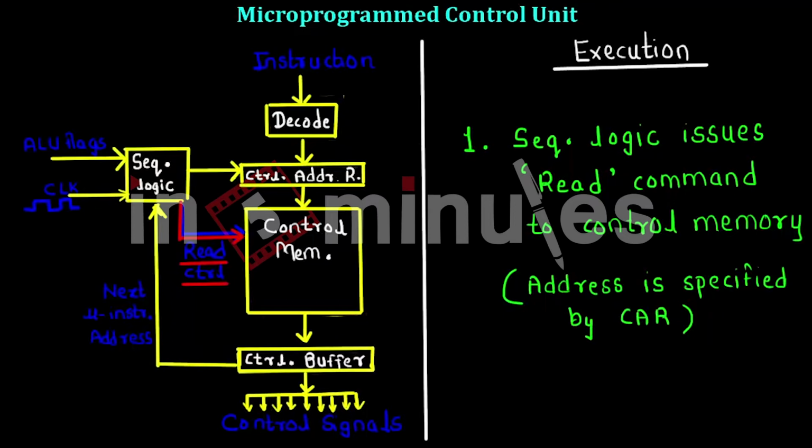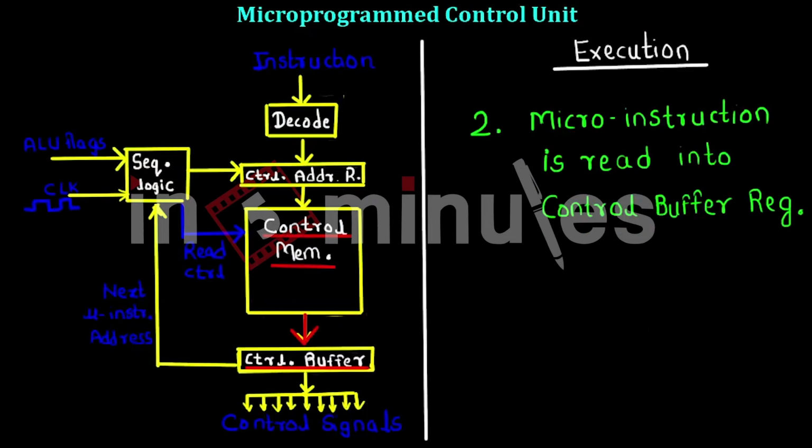So now we want to have the first micro instruction, that is, in the first T cycle we're going to have the first micro instruction, which is going to generate the control signals. Okay, so the read command is issued, and the address is specified by the CAR. Then the micro instruction is read into the control buffer register. So now the control buffer register contains the micro instruction bit sequence. Now it can generate its control signals.